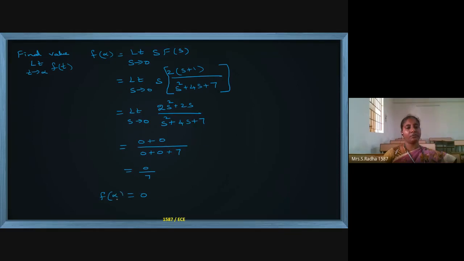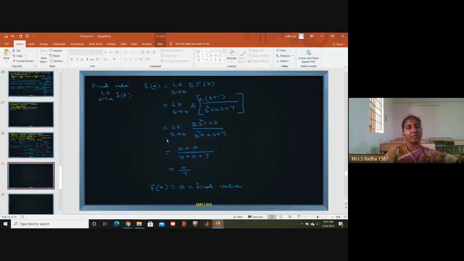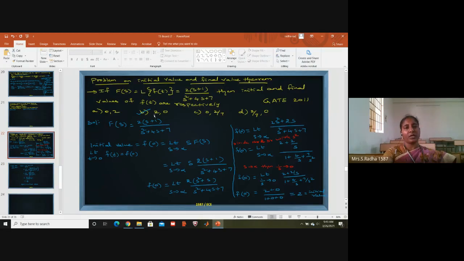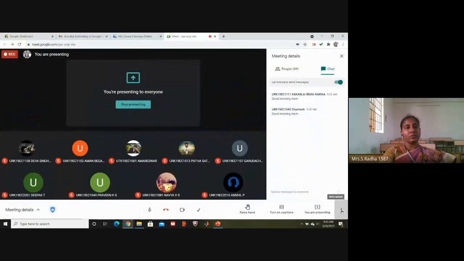Final value f of infinity, it is 0. This is how you have to calculate the initial value and final value theorem. Mainly in all the competitive exams, this point is very, very important. They will ask you initial value and final value only in competitive exams. Here option B is the correct answer, 2, 0. The formulas I have given, and this problem is from GATE 2011. With this, I will close this session.